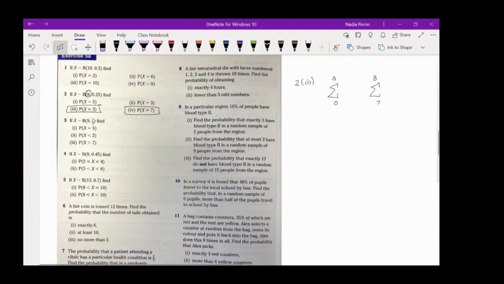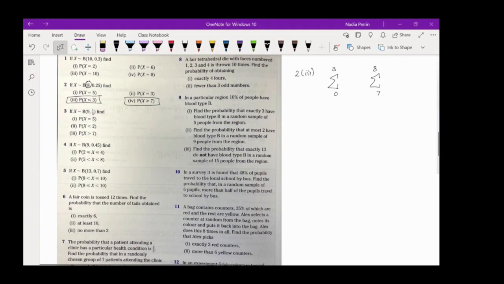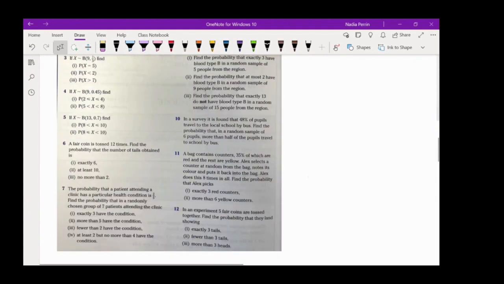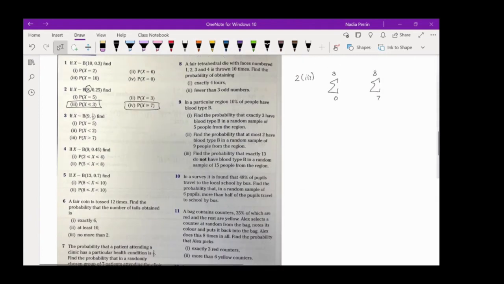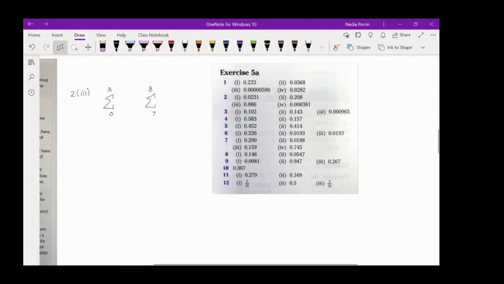You can pause the video now to have a look at the questions. And then if you want to look at the answers, they are there. So hopefully that will help you answer questions more quickly in a Cambridge exam.